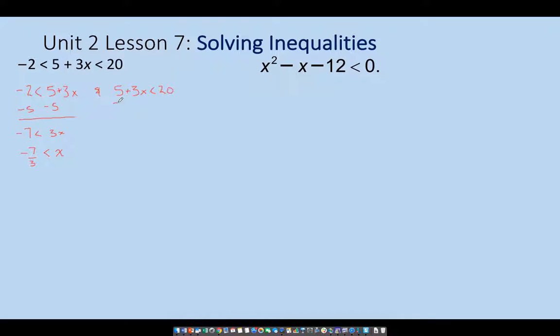Over here, I'm going to similarly subtract 5 from both sides. Now I've got 3x is less than 15. Divide both sides by 3, and x is less than 5. Okay, so my final answer, kind of mush them all back together. I want x to be less than 5. And I also want x to be greater than -7/3.